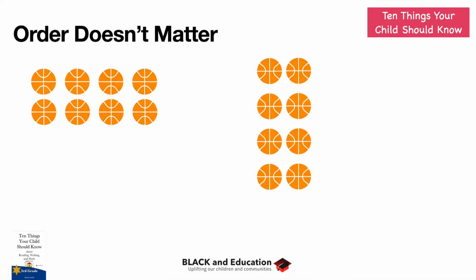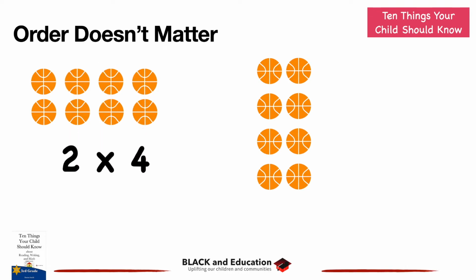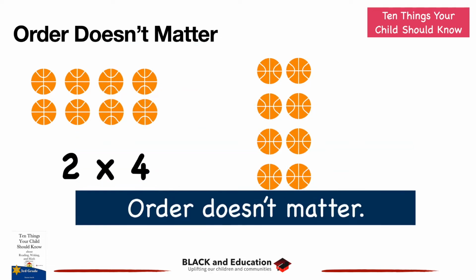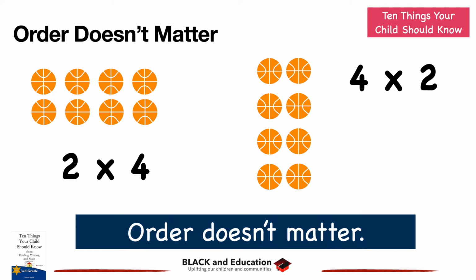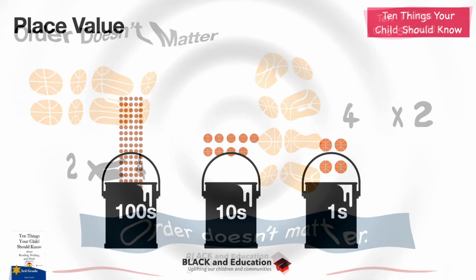Then, we kind of hinted at this before, but we'll touch on it again. Your child's going to have to understand that order does not matter when it comes to multiplication. So whether I have 2 times 4, 2 rows and 4 columns, or I switch it around and I end up having 4 times 2, 4 rows and 2 columns, it doesn't matter. The answer is going to be the same. It doesn't matter if you switch the order when it comes to multiplication. Your child will need to know that.